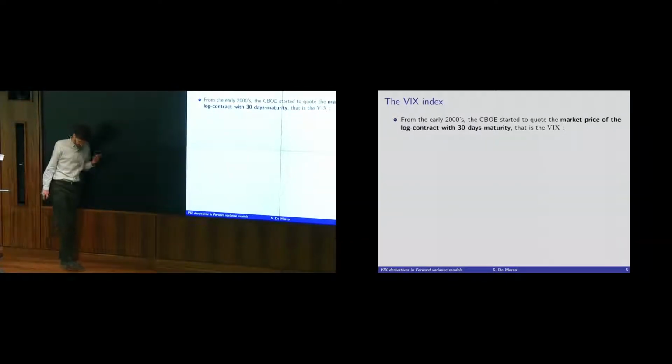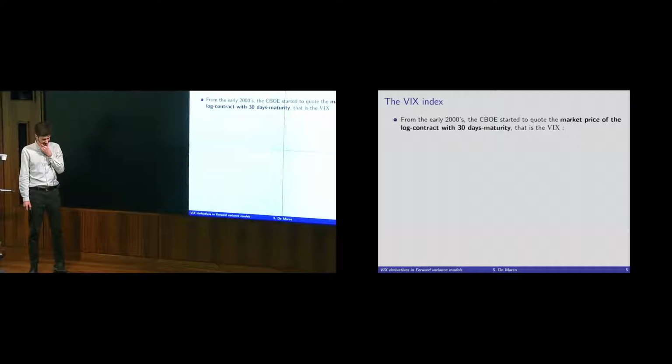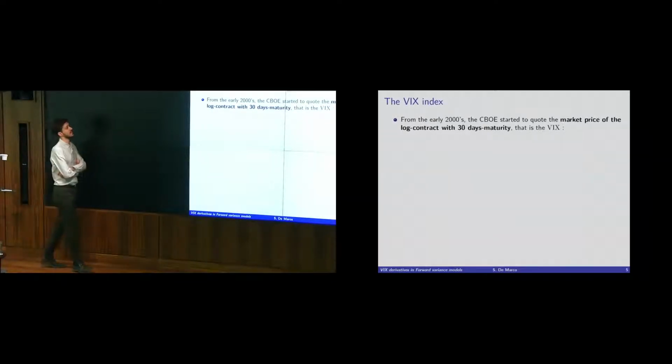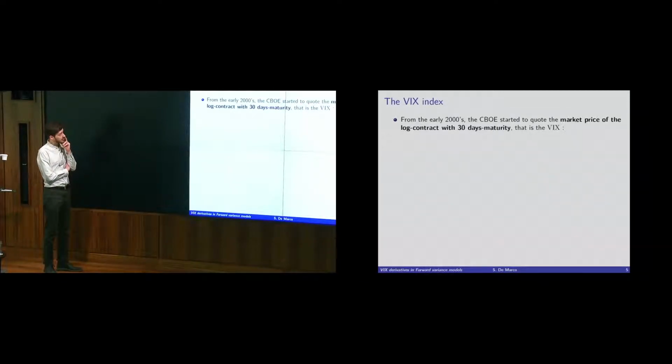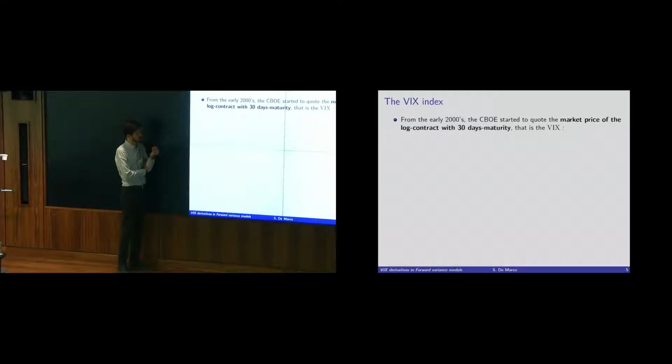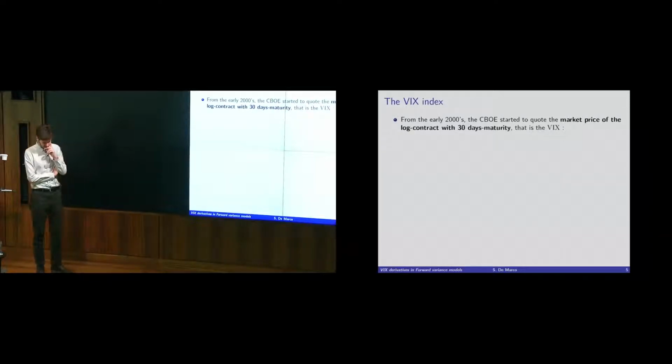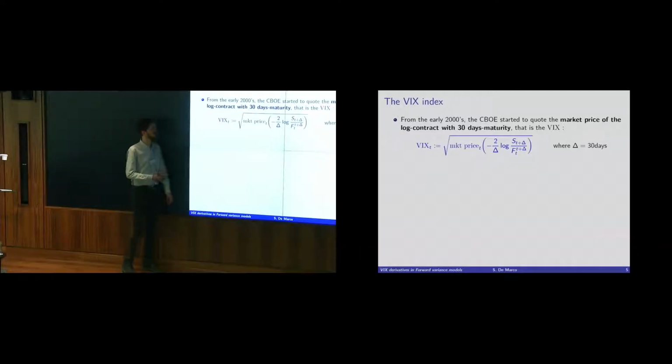Because these are products on realized variances, okay? And since the early 2000s, the CBOE, the Chicago Board Options Exchange, started to quote directly an implied volatility, essentially. This is the VIX, and I'm going to recall the definition of this VIX object in this slide. It started to quote the market price of something else, which is the log contract. So take a contract whose payoff is log, with maturity 30 days, compute its price, which gives you a number, and you quote this number. This is the VIX. The square root of this number is actually the VIX, which is what I'm writing here.